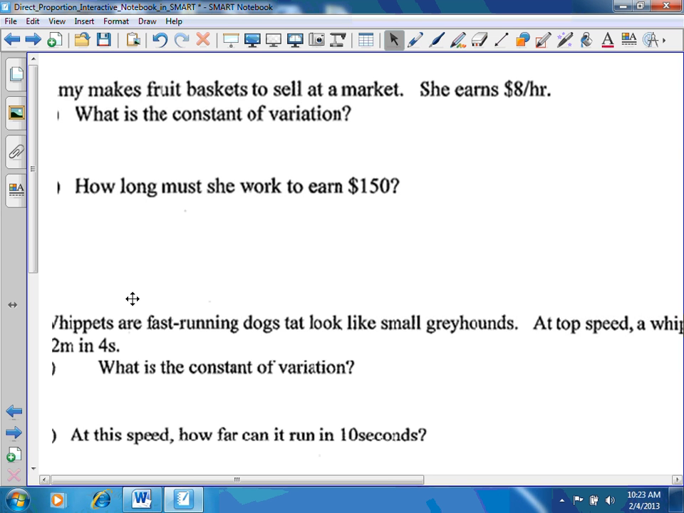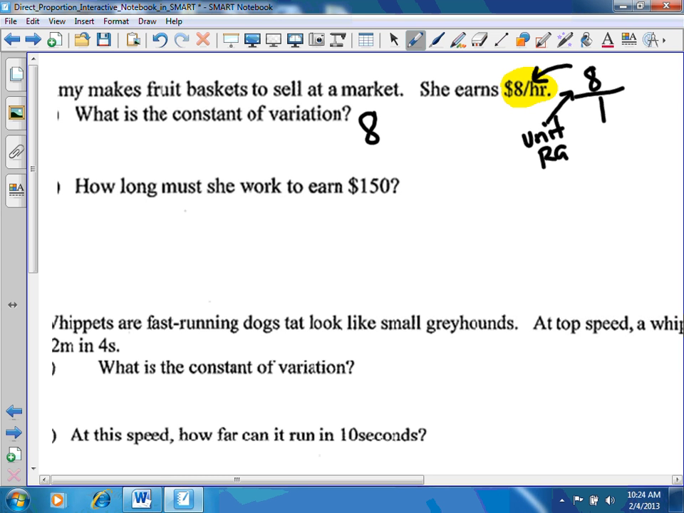Amy makes fruit baskets to sell at a market. She earns $8 an hour. What is the constant? Okay, take your highlighter. You're going to highlight right here. How would I write this as a fraction? What would it look like? 8 over 1. Is that a unit rate? Yeah. So what's the constant then? 8. There's our constant because this is a unit rate.